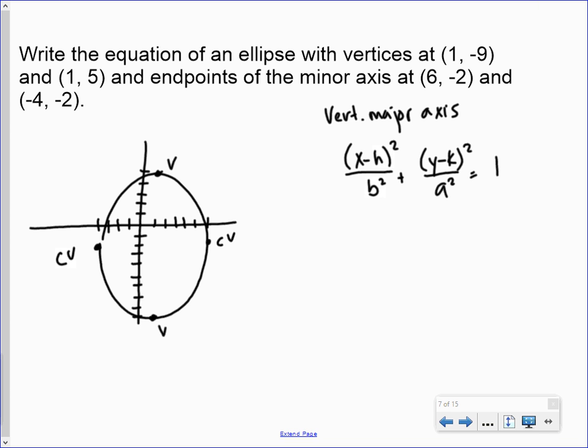You can find the center point. See, the center point will be at the intersection of the major and the minor axes. So one thing you can do if you have both your vertices and your co-vertices is sketch those axes. And then you have a center point right there. You should be able to identify where that center point is. The center is at, looks like, (1, -2).